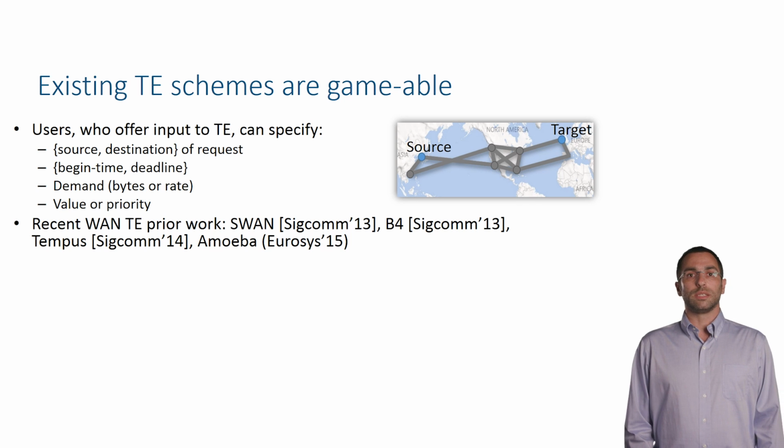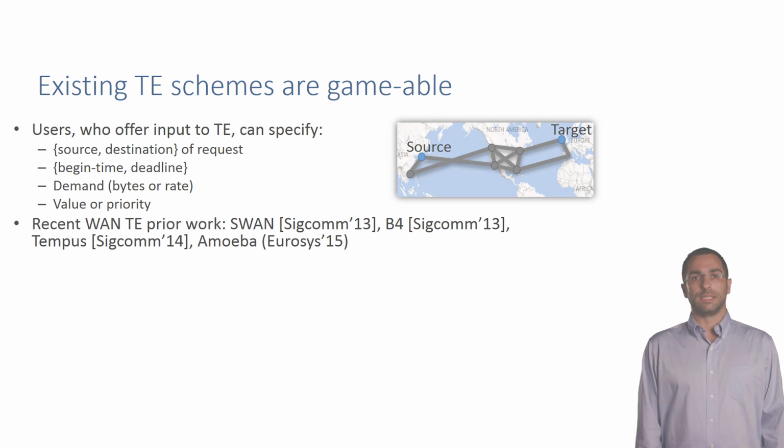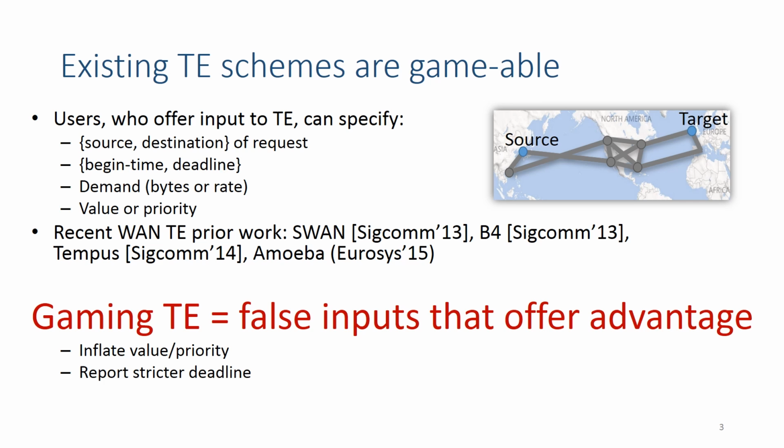Recent work has considered different aspects of TE, such as achieving fairness among requests, increasing utilization, and meeting deadlines. However, no prior work explicitly studied the potential issue of gaming TE, in which users can provide false inputs to the TE model. For example, users may inflate their value or priority, or report a stricter deadline than their true one, with the hope of improving their service.